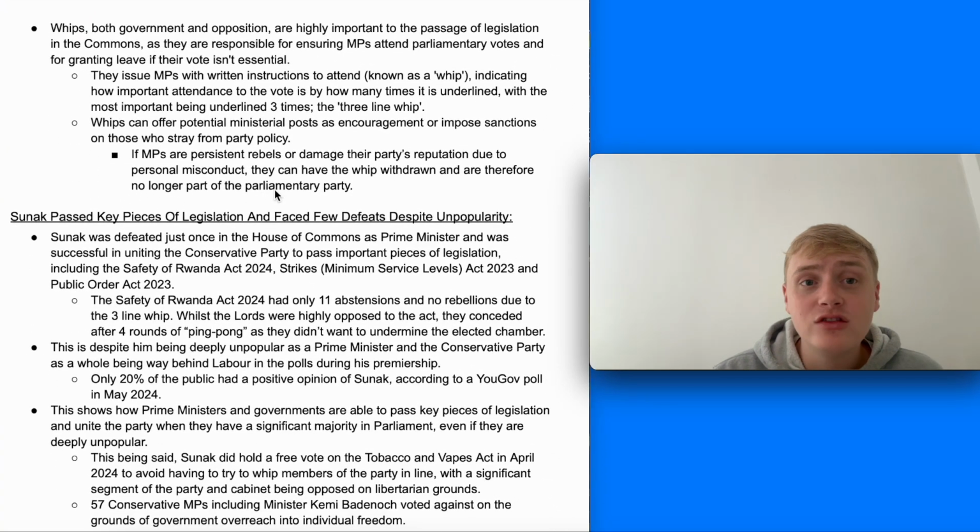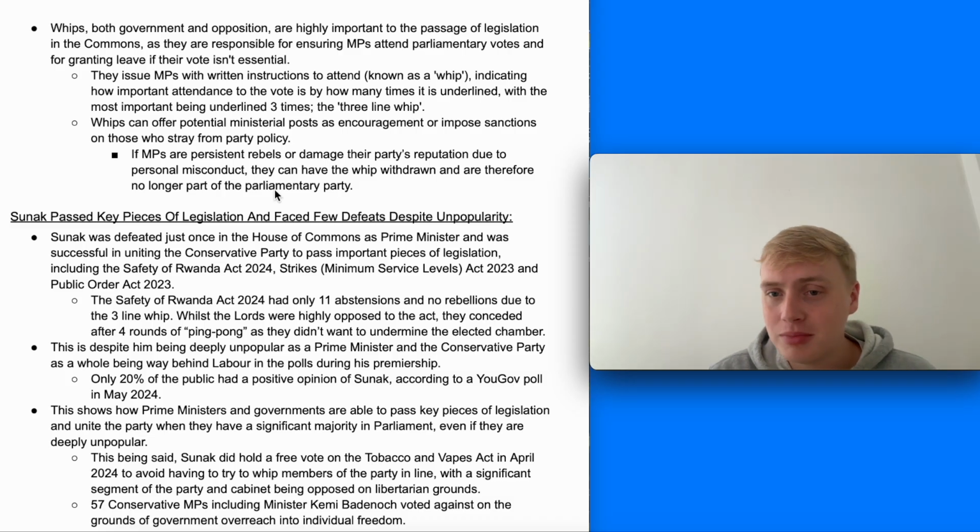Whips are highly important to the passage of legislation, as they're responsible for ensuring that MPs attend parliamentary votes and for granting leave if their vote isn't essential. So they often issue written instructions to attend a vote and vote along with their party. And if they're underlined three times, that's the strongest kind of whipping, and that's known as a three-line whip.